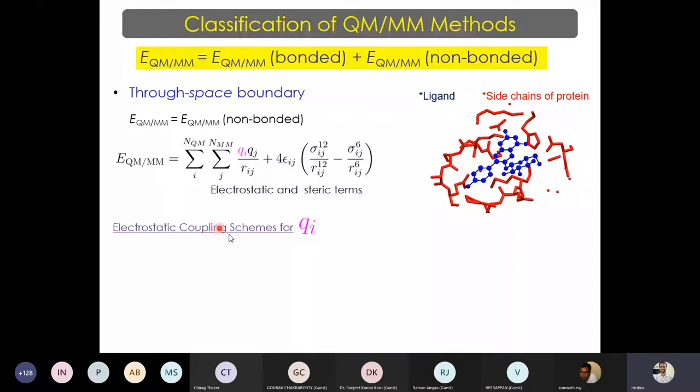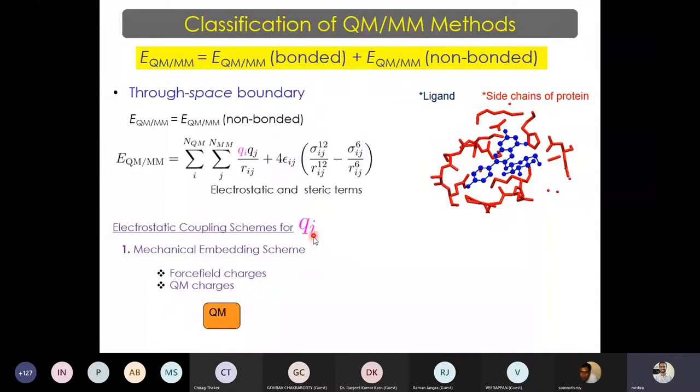And in general, we want to know how I can get this Qi. The first approach is the so-called mechanical embedding scheme, where you can just take a value of Qi. You can simply decide to take force field charges, even for the QM atoms. Or you can simply do a QM calculation, obtain a wave function, thereby a density, and convert it to a molecular electrostatic potential, break down this molecular electrostatic potential and obtain the partial charges of this.